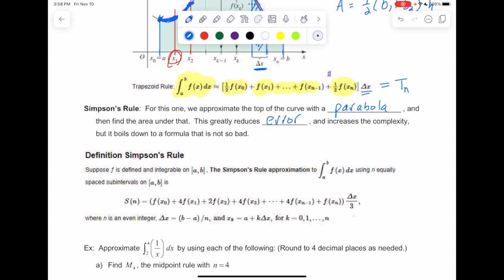Suppose f is defined and integrable on a to b. The Simpson's rule approximation for that integral using n equally spaced subintervals on a to b is given by S_n. Like we do our T_n and our M_n, we're going to write S subscript n, and it'll mean the same thing. We have a delta x that we factor off to the side, but it turns out that for Simpson's rule, you have to use delta x divided by 3.